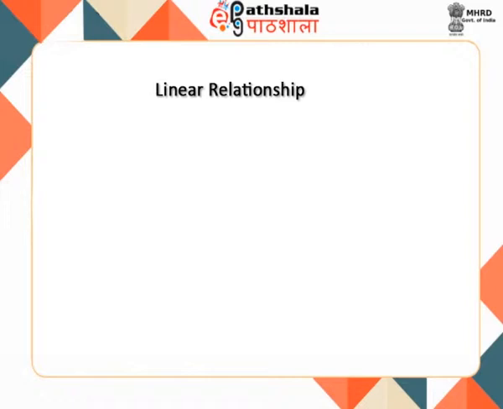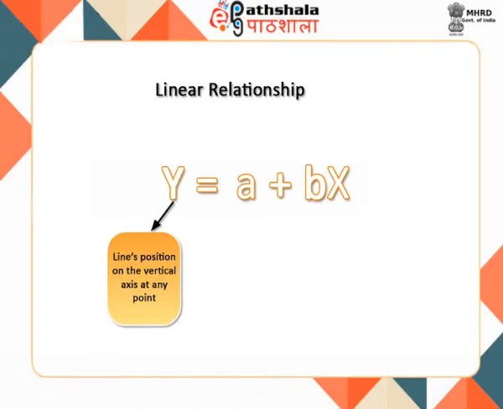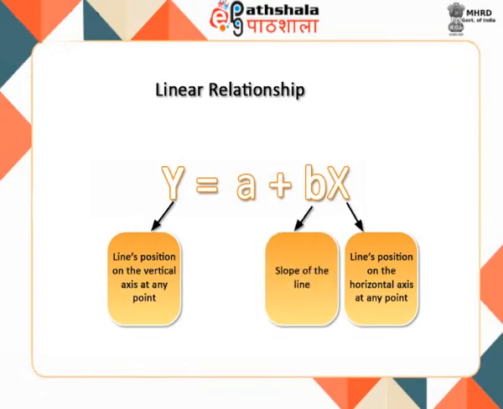In general, two variables x and y are said to be linearly related if there exists a relationship of the form y is equal to a plus bx, where y is the line's position on the vertical axis at any point, x the line's position on the horizontal axis at any point, b is the slope of the line, a the intercept with the y-axis where x equals 0.